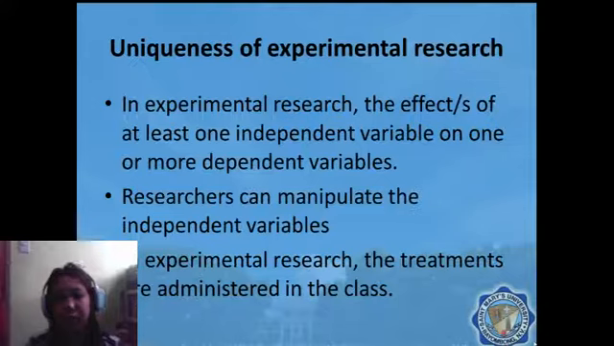And let us also consider the uniqueness of experimental research. It affects at least one independent variable and one or more dependent variables. So as mentioned again, what is unique about our experimental research, or the two important aspects, are all because it can test the cause and effect relationship. So it involves dependent variables and independent variables.